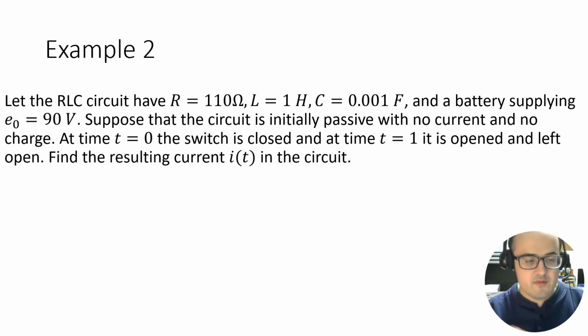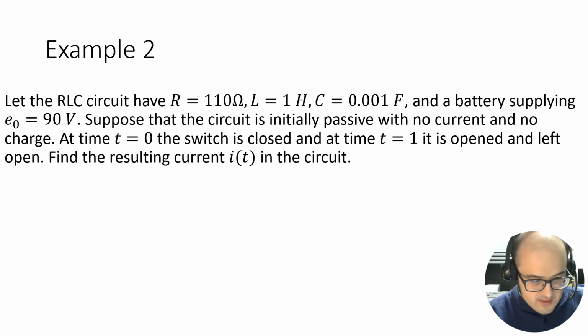So here's another example. We want to let the RLC circuit have a resistor of 110 ohms, L being 1 Henry, and C being 0.001 farads, and a battery supplying E sub 0 equal to 90 volts. We want to suppose the circuit is initially passive with no current and no charge. At time t equals 0, the switch is closed, and at time t equals 1, it's opened and left open. We want the resulting current I of t in the circuit.